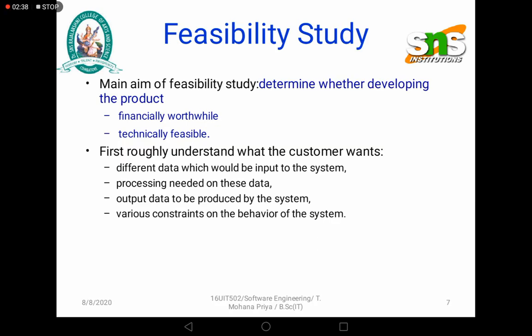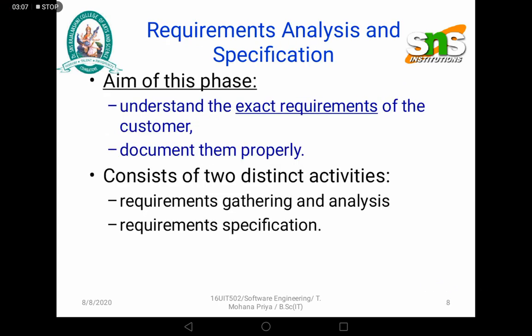The first phase of the classical waterfall model is the feasibility study. The main objective of the feasibility study is to understand whether the project is financially and technically feasible. In this feasibility study, different data will be collected from the customer. Some data are the processing statements, what inputs are to be given, what he expects as output, and what constraints he is expecting. Everything will be collected in the feasibility study only.